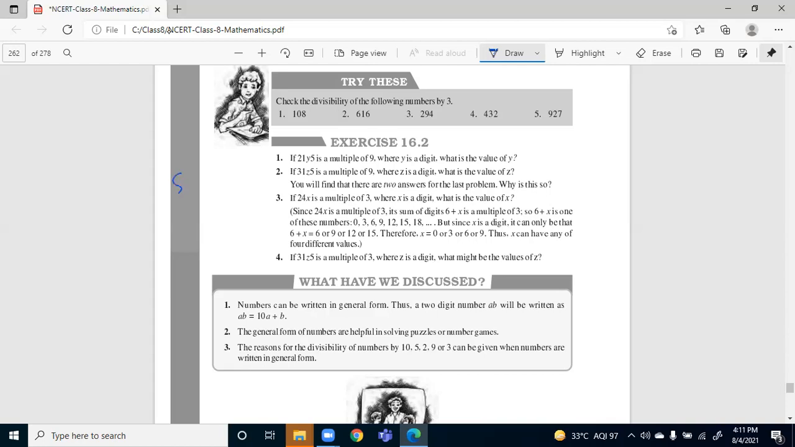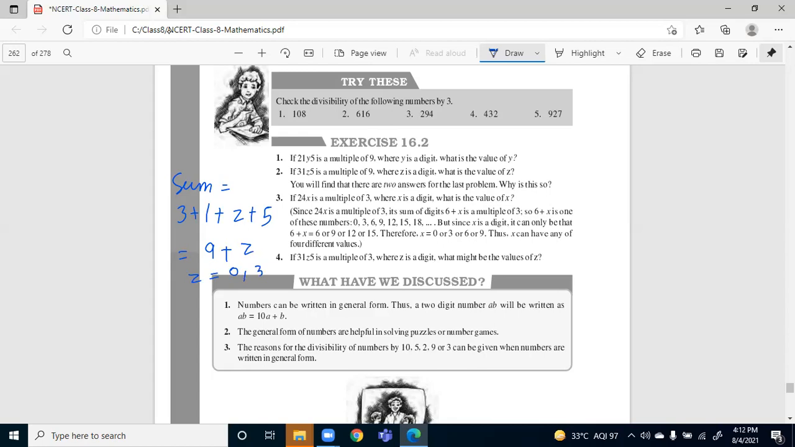So first of all, I have to sum this number, because if I want to check the divisibility by 3 or multiple of 3, then I have to add the digits. Once I add, it comes out to be 9 plus Z. So to make it a multiple of 3, the value of Z can be 0. If I put 0, then it is a multiple of 3.